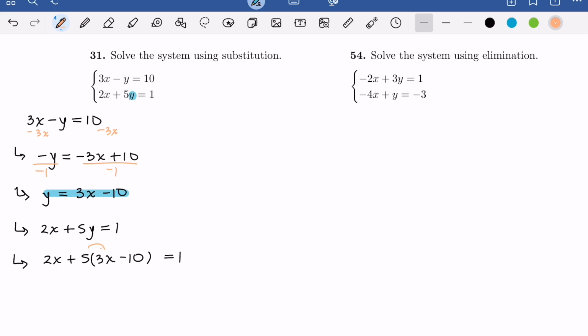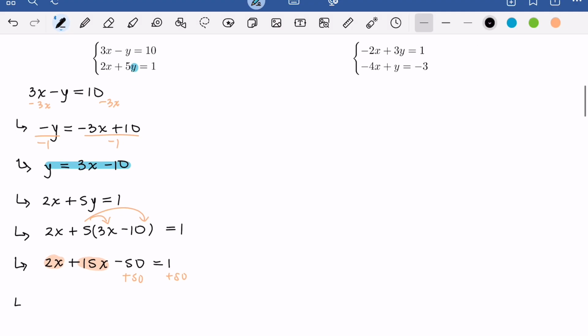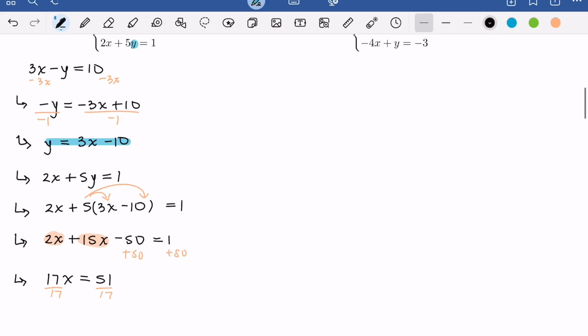So the first thing that we're going to do is distribute this 5 here. We're going to have 2x plus 15x minus 50 gives us 1. And in the same step, I'm going to combine these guys. These guys are like terms, and I'm going to add 50 to both sides of this equation. Because remember, we're trying to isolate x. So this is going to give us 17x is equal to 51. And then lastly, to get x completely alone, we'll divide both sides by 17 to give us 3.